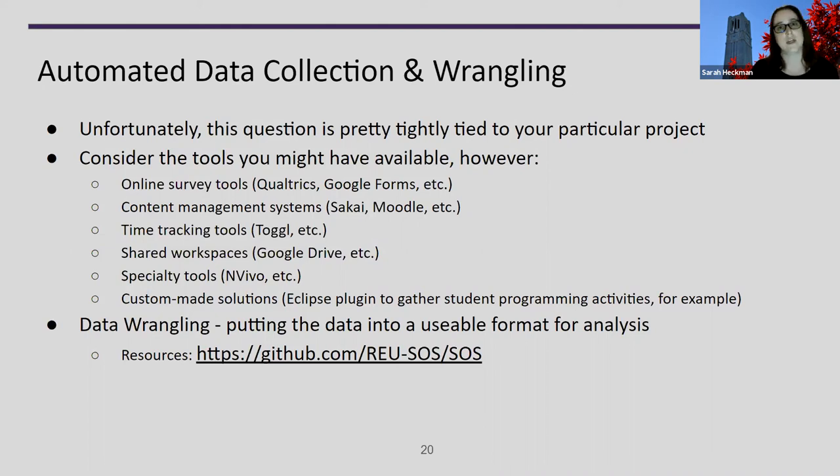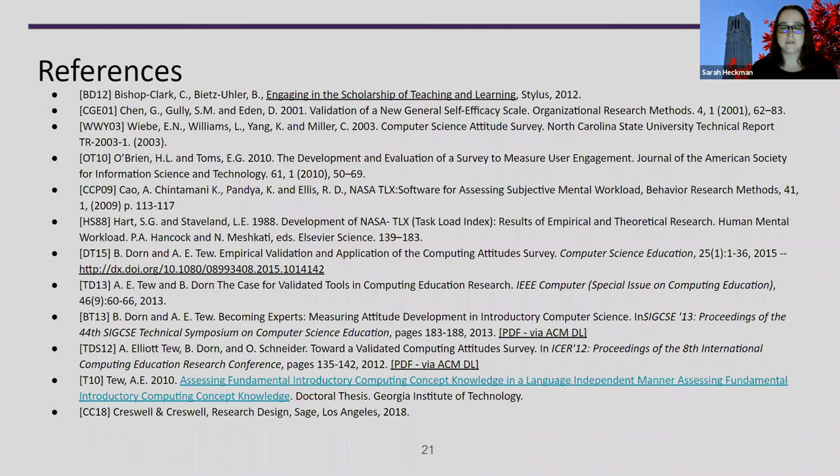And so we have a resource here that's from an REU bootcamp that some colleagues and I used to run where we had a data wrangling workshop. We take some messy data and we transform it into something useful to be able to answer a research question. And so if you want some tips and resources to get started with data wrangling, I encourage you to go take a look at our GitHub project for the Science of Software REU. We have lots of references that you can go to for instruments, as well as some ideas for the different types of data you might want to collect. So I encourage you to take a look at these as you start planning your data collection process.